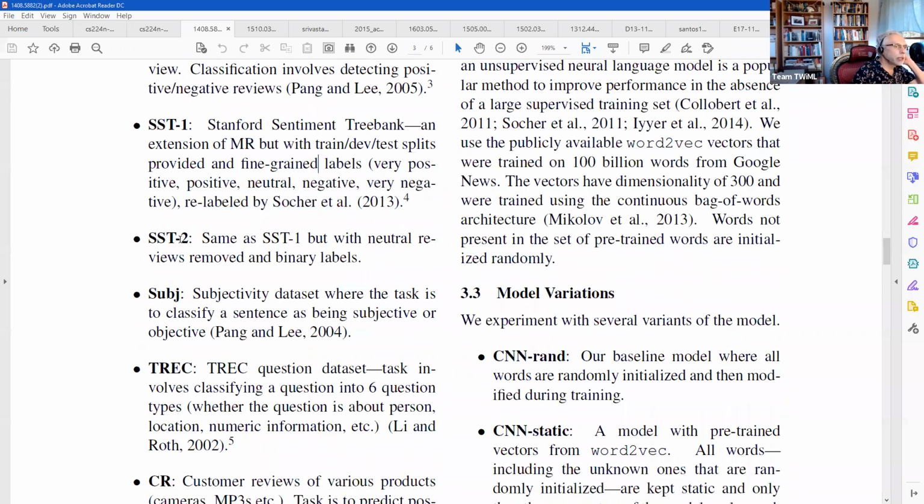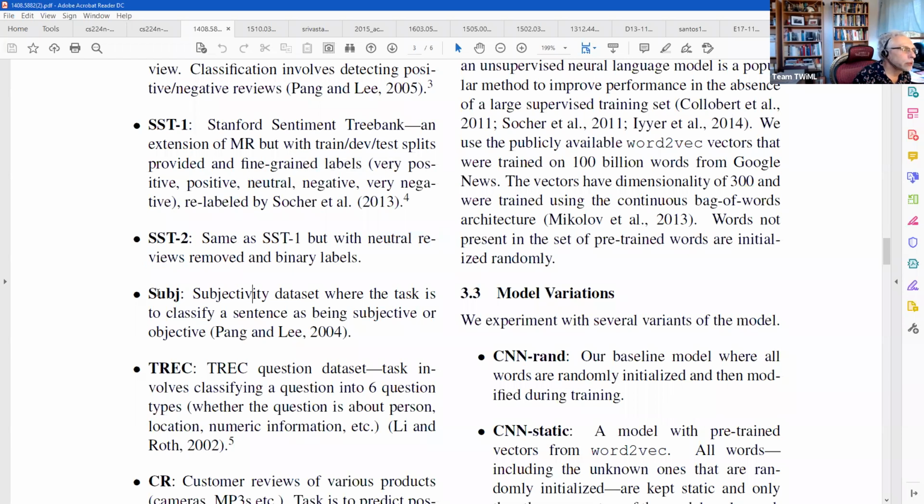And then SST2, same as SST1, but with neutral reviews removed and binary labels. So this is what I was telling you. Since it's hard to classify something that has a zero, you just remove all the neutral reviews, and then lump together the positive and very positive to be the plus class, and the negative and very negative to be the minus class. So now you've changed this to a 2-level problem, a 2-level classifier.